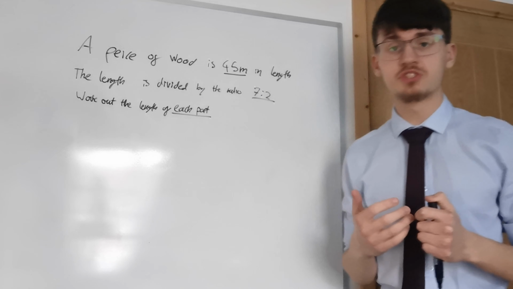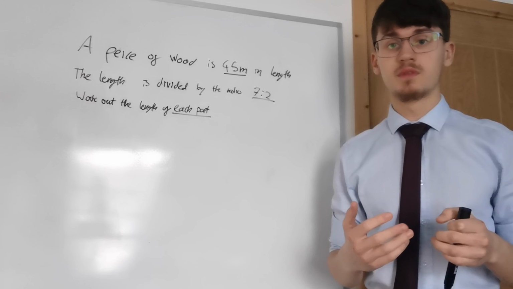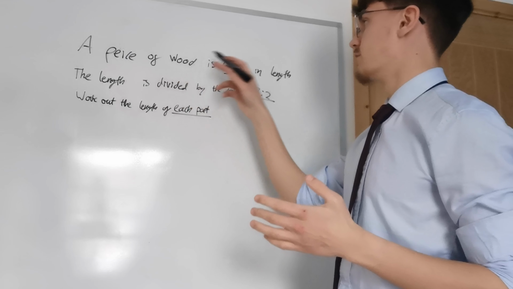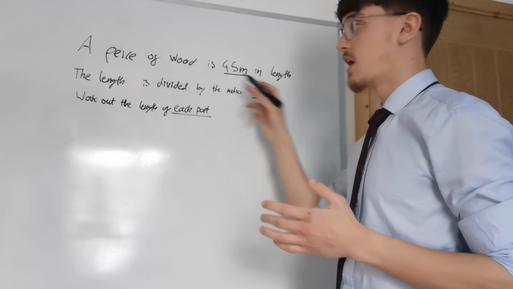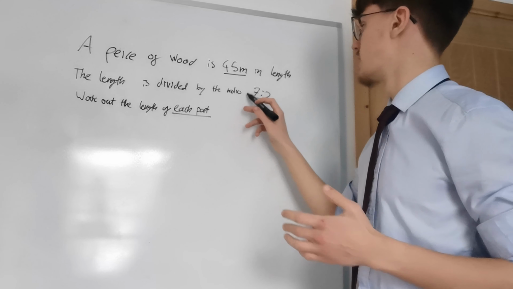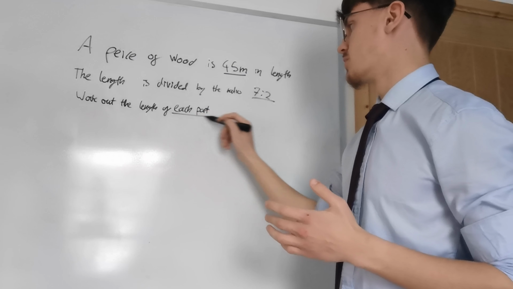Now this question is known as a sharing question, because what we're going to do is share a value between a ratio. So our first step, we're going to analyze the question. A piece of wood is 45 meters in length. The length is then divided by the ratio 7 to 2 into 2 different parts, 7 being one part, 2 being the other part. Work out the length of each part.